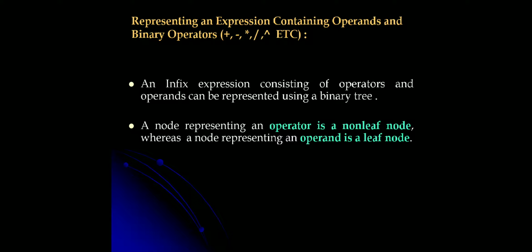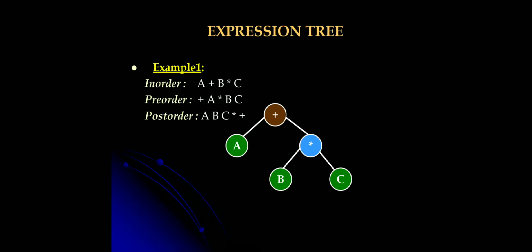Coming to the next type of binary tree, that is the expression tree. Remember, in an expression tree, the leaf nodes will always be operands and non-leaf nodes will always be operators. How to construct the expression tree we'll see in the later slides.